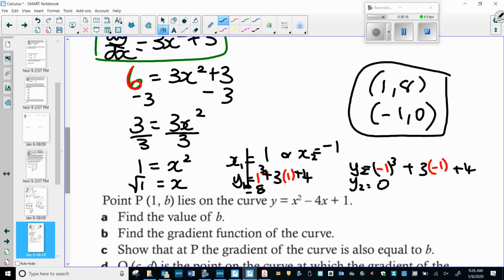Okay, next question. Point P, which has the coordinates 1, b, lies on the curve y is equal to blah, blah. Find the value of b. Would anyone like to propose a way of finding b? Just put the 1 in. Nice. Why? Y is b. I love it.